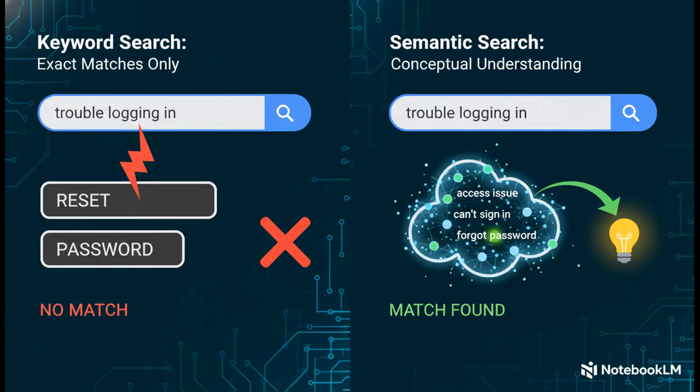And this right here shows you exactly why that matters in the real world. Look at keyword search. A user types "trouble logging in," but your help document is titled "Reset My Password." Keyword search comes up with nothing. It fails. Why? Because the words don't match. But a semantic search system understands that the intent behind both phrases is the same, and bam, you get a match. This isn't a small tweak, it's a massive leap in capability.